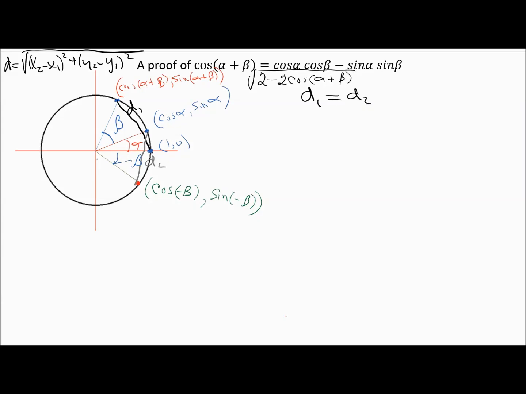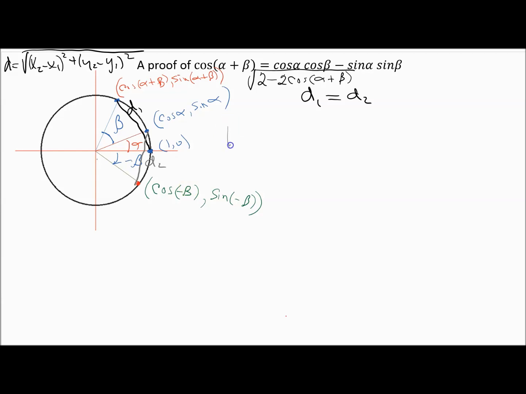Alright, so now it's time to find D2. Let's see if we can set this up again. Over here on the left, I'm using my distance formula. So I have D2 equals, so we're supposed to subtract our x values. So my x value here is cosine of alpha. My x value here is cosine of negative beta.